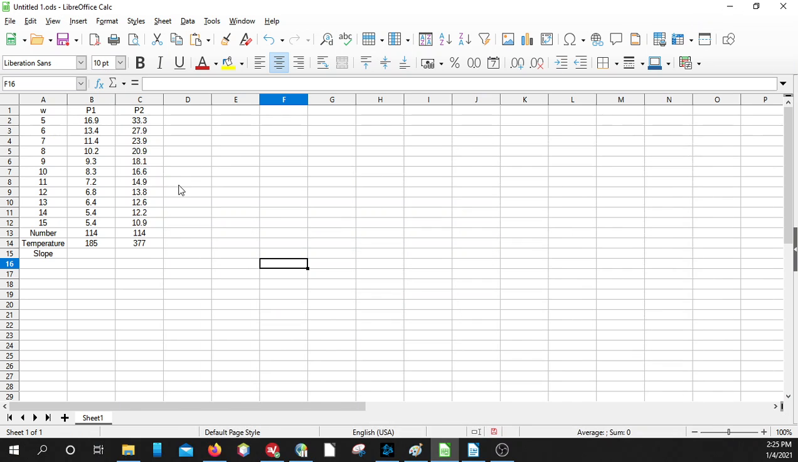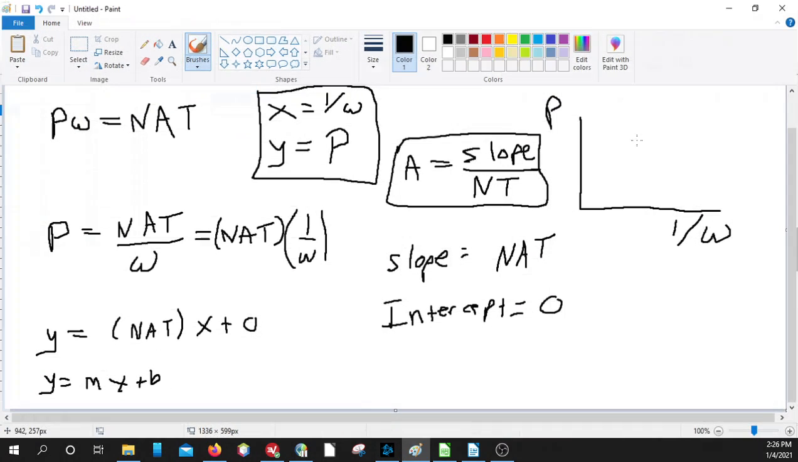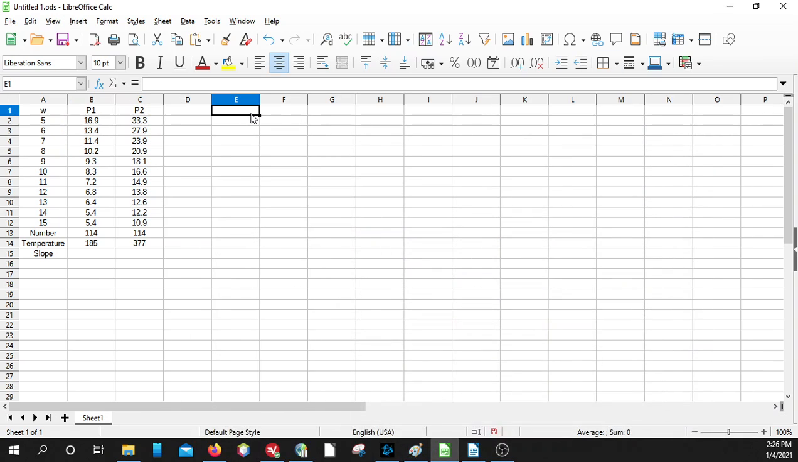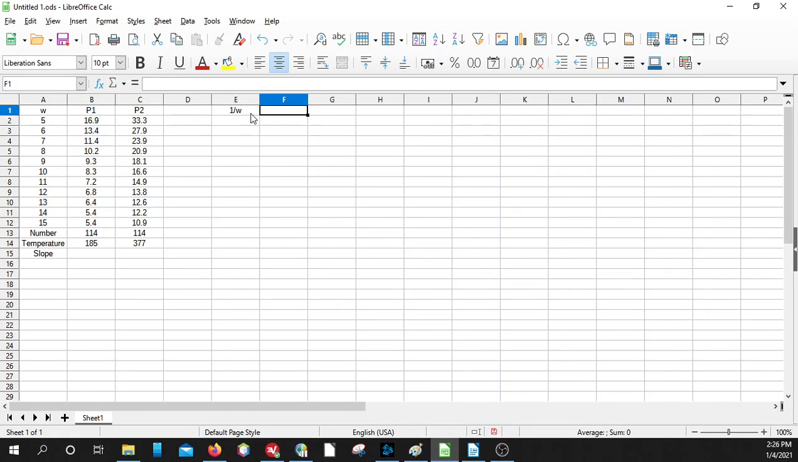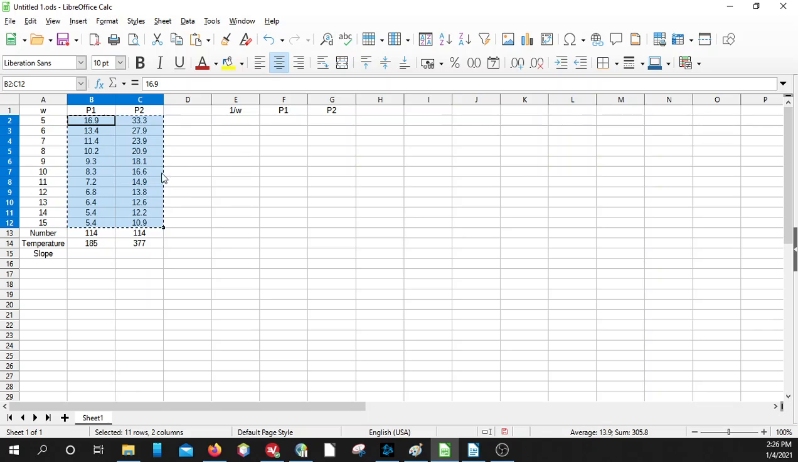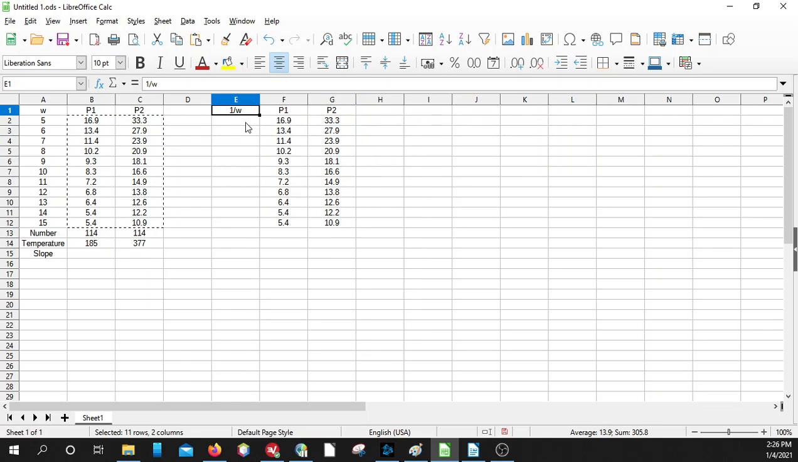So let's go back to our spreadsheet. And on the X scale, again, let's look at our graph one more time. Our X data is going to be 1 over W. So here I'm going to make a new column, 1 over W. But the rest of it's going to be the same. The Y scale, we just have pressure, so we can just copy and paste the pressure. But for the 1 over W, we can always calculate that. Like for W is 5, we could do 1 over 5 and get 0.2.